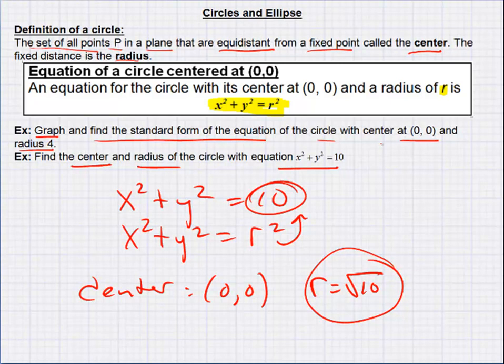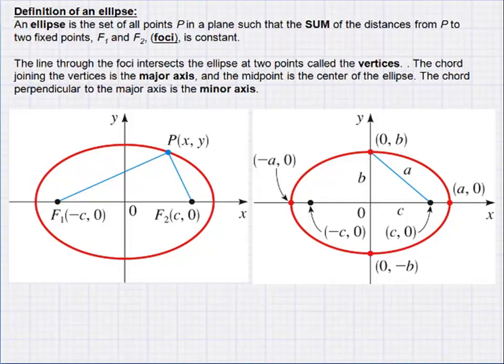What we want to spend more time on is the ellipse. So now we want to discuss ellipse. So an ellipse is an oval, okay? So it's very closely related to a circle, except we don't have the same radius the whole way around.